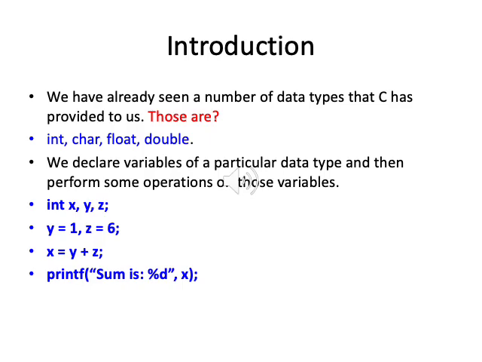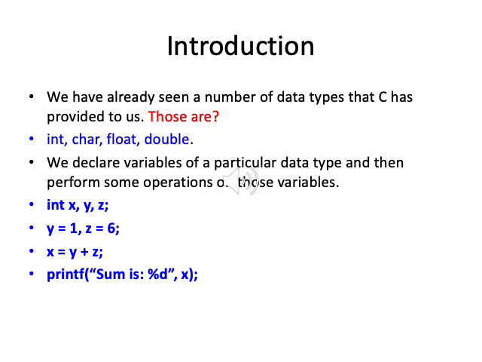Okay, so now we start with the introduction. So far in the course, we have already seen a number of different data types that C provides to us, and those are essentially integers, ints, characters, floats, and doubles. So what we observe is that the way we use them is we declare variables of a particular data type, and then we perform certain operations on those variables.